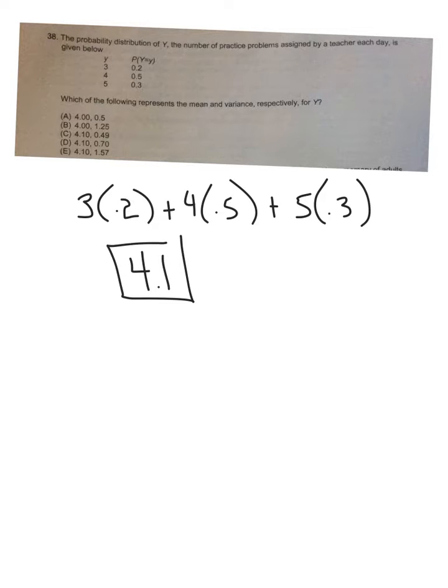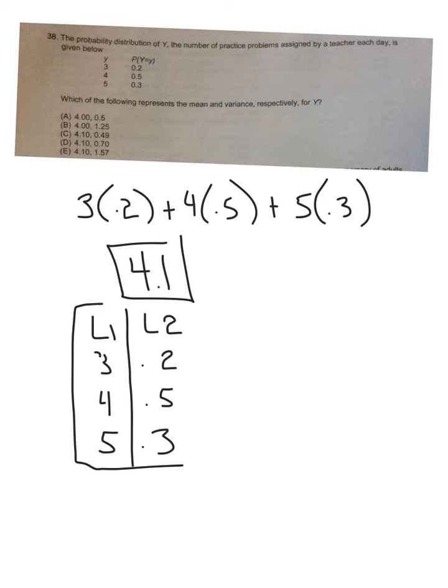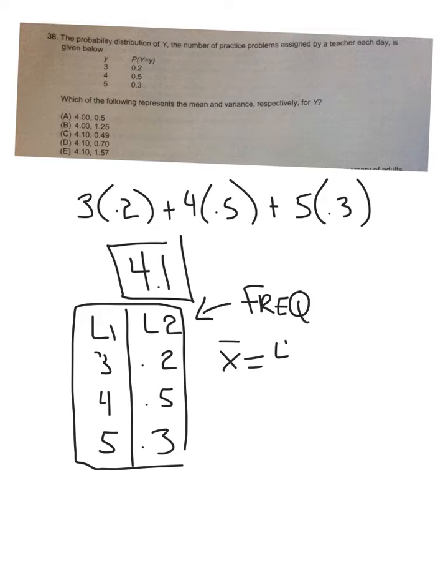Now I'm going to show you a trick. If you go to L1 and you just put in 3, 4, and 5 into L1, and in L2 you're going to put the probabilities, like that. Now what you're going to do is go to one variable stats. Just be careful, because you want to change the frequency, which is, I think, blank, to L2, so that the frequency goes in there. And then it'll spit out that the average is 4.1.